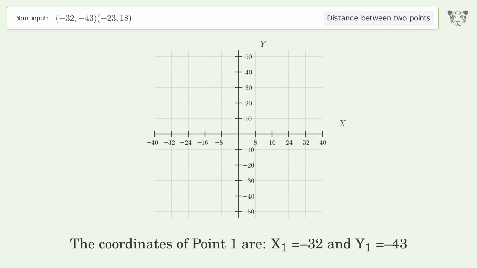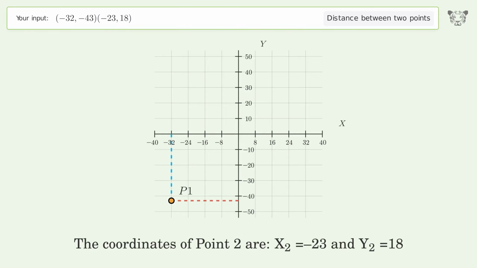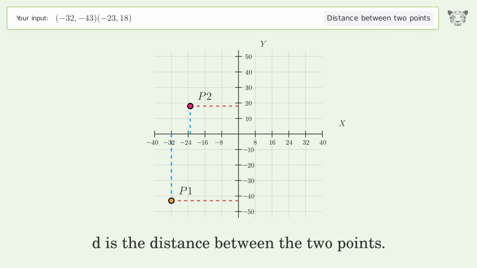The coordinates of point 1 are x1 equals -32 and y1 equals -43. The coordinates of point 2 are x2 equals -23 and y2 equals 18. D is the distance between the 2 points.